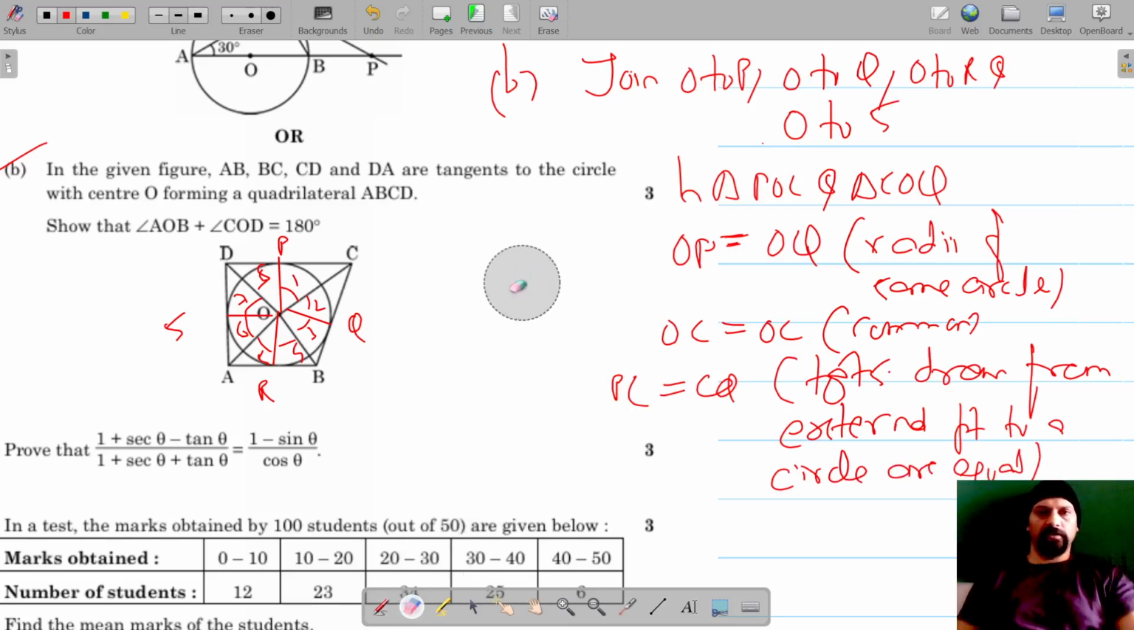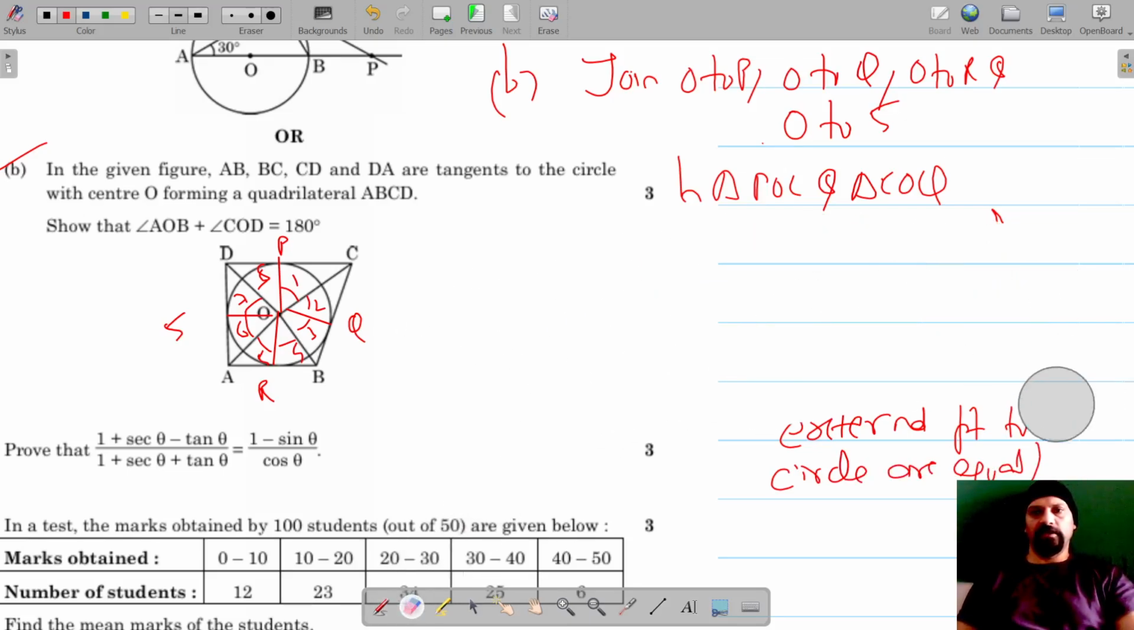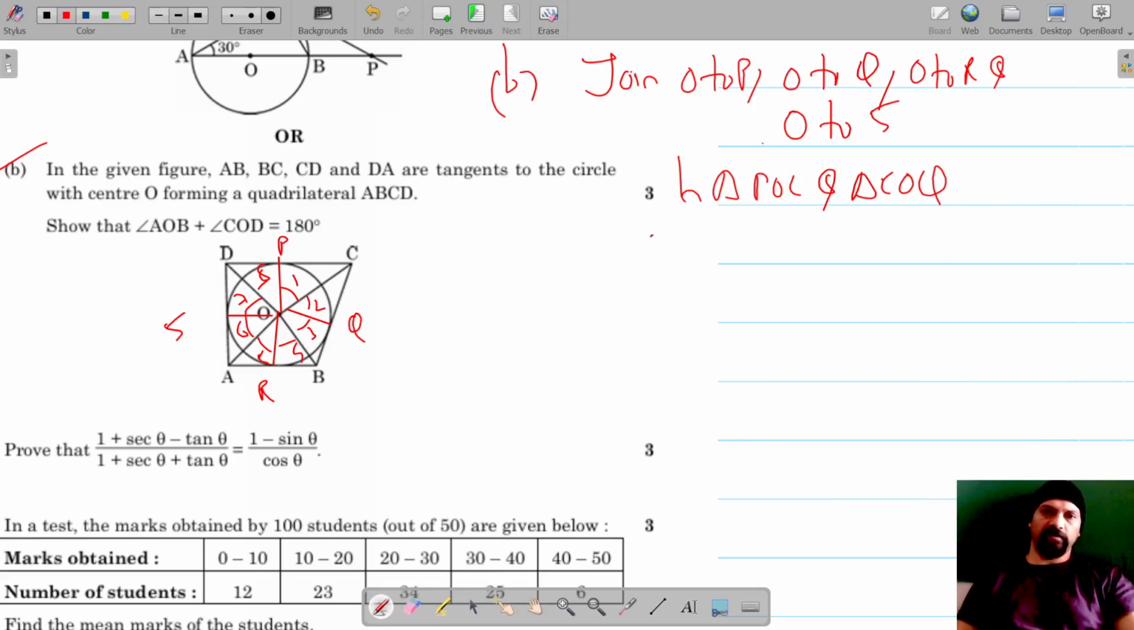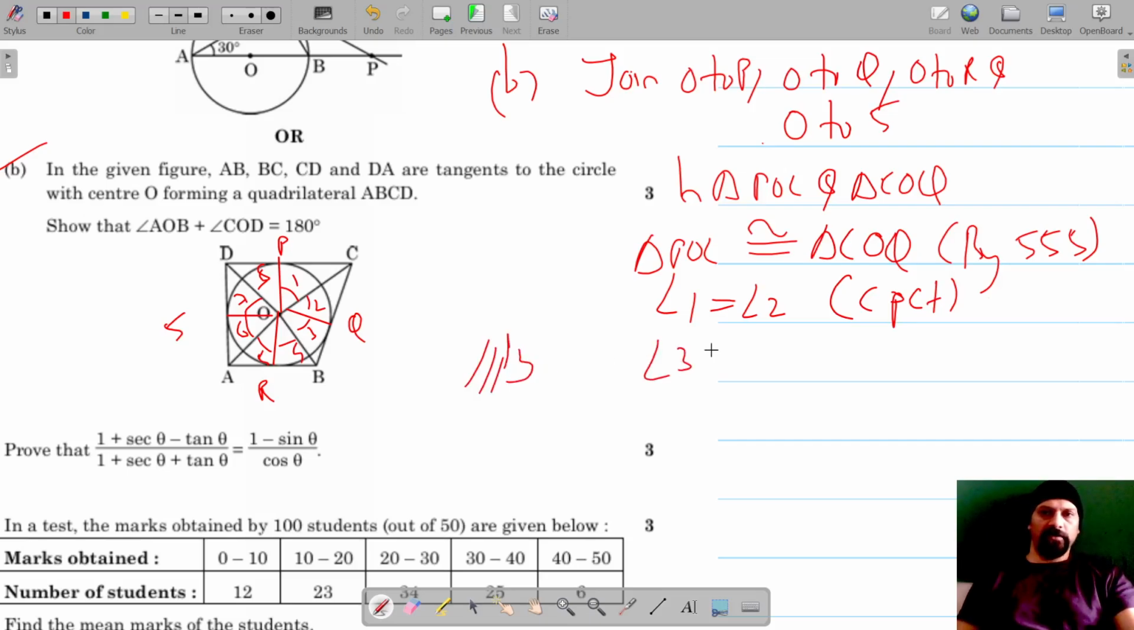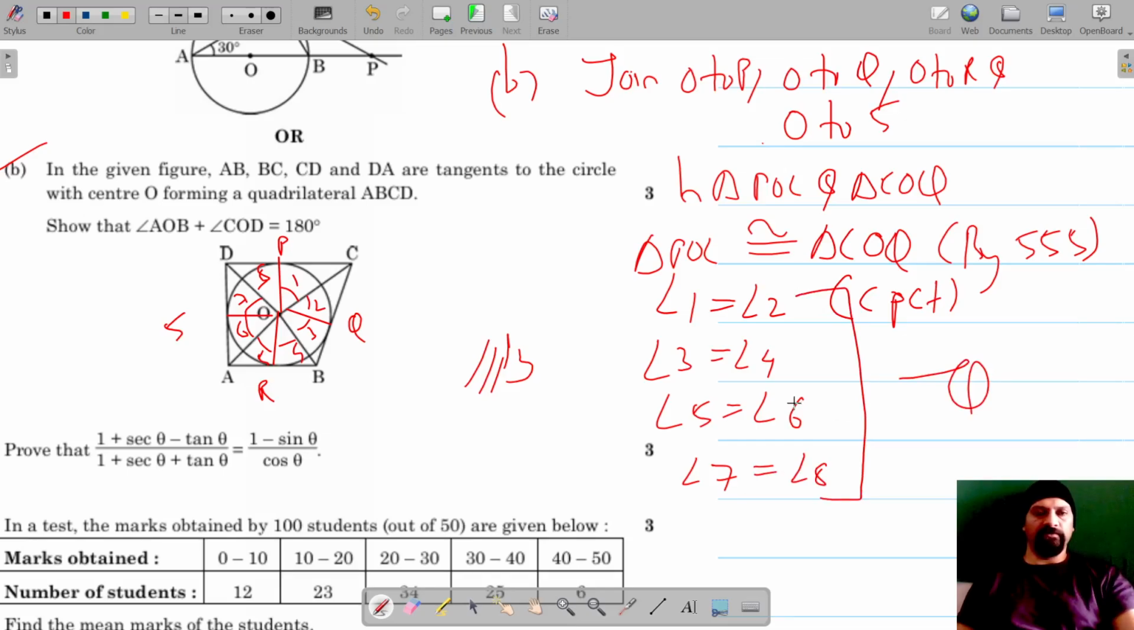So that means these two triangles are congruent by SSS. Triangle POC is congruent to triangle COQ by SSS. So if they are congruent, angle 1 is equal to angle 2 because these are the corresponding parts of the congruent triangles. Similarly, we can prove that angle 3 is equal to angle 4, angle 5 is equal to angle 6, and angle 7 is equal to angle 8. Let this be our first result.